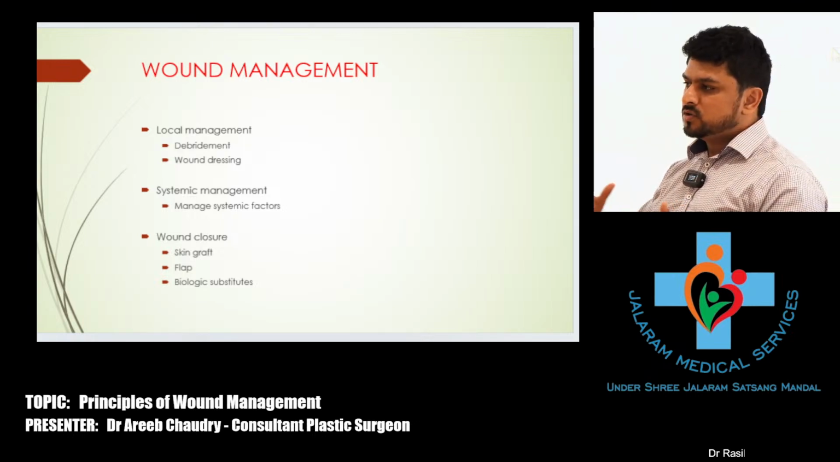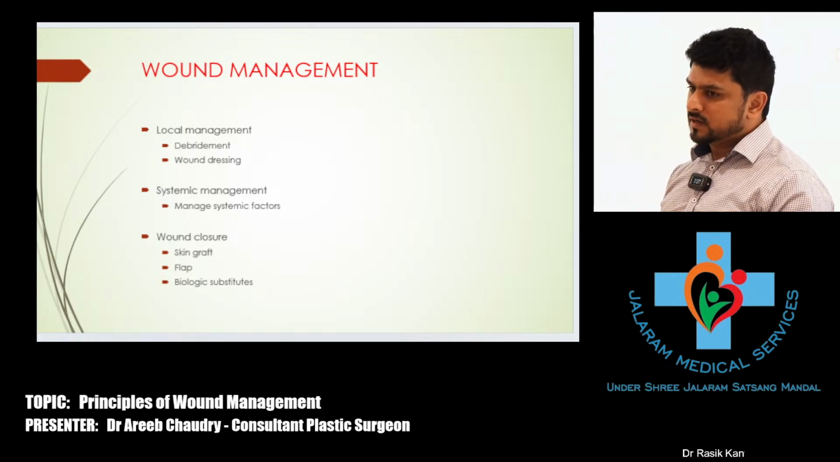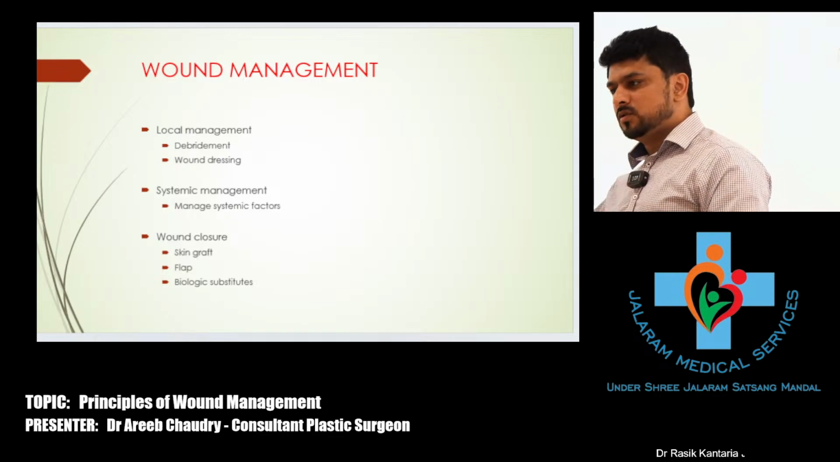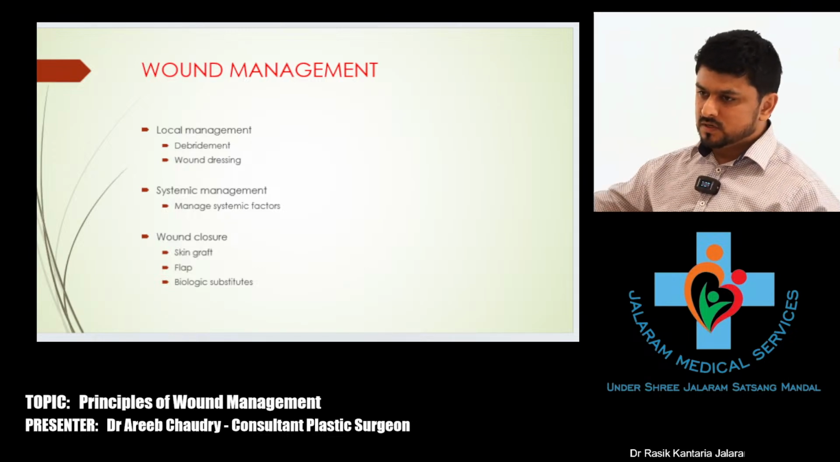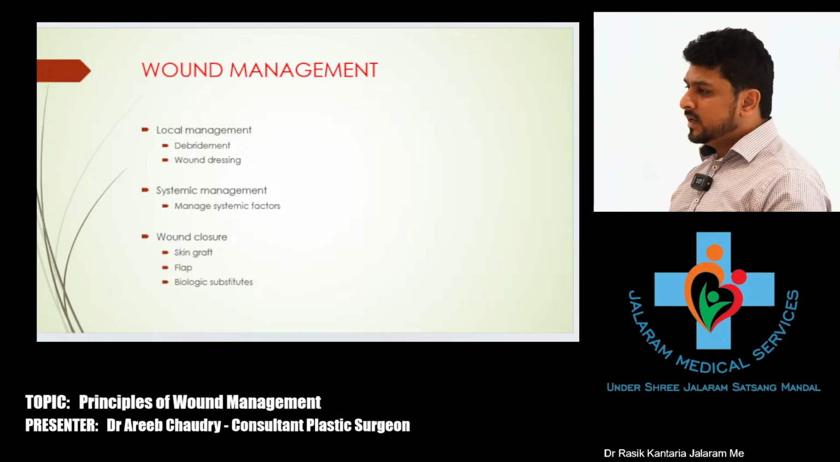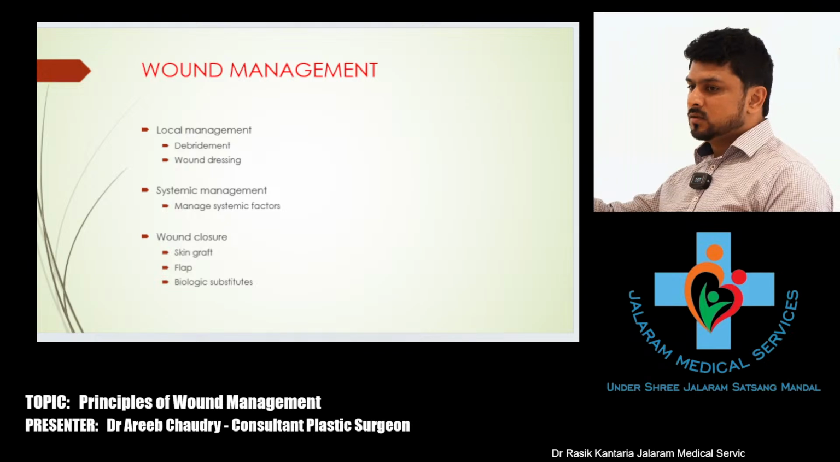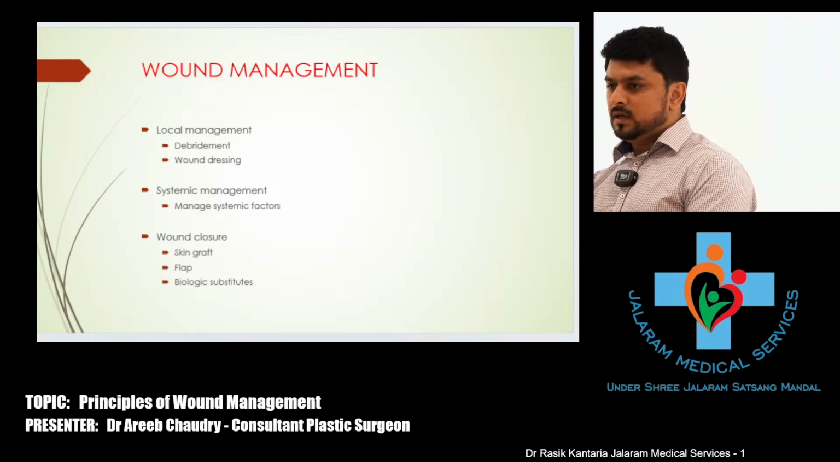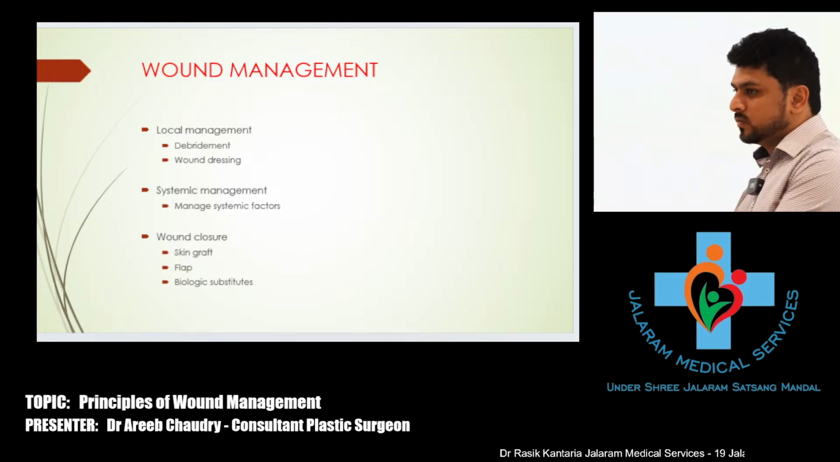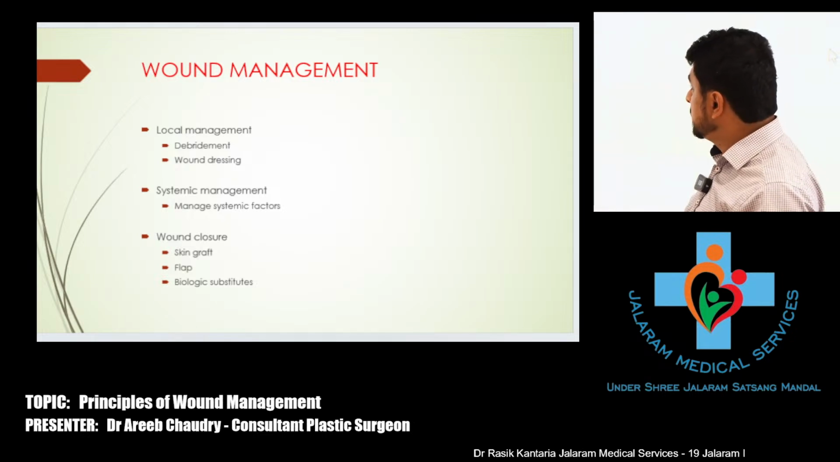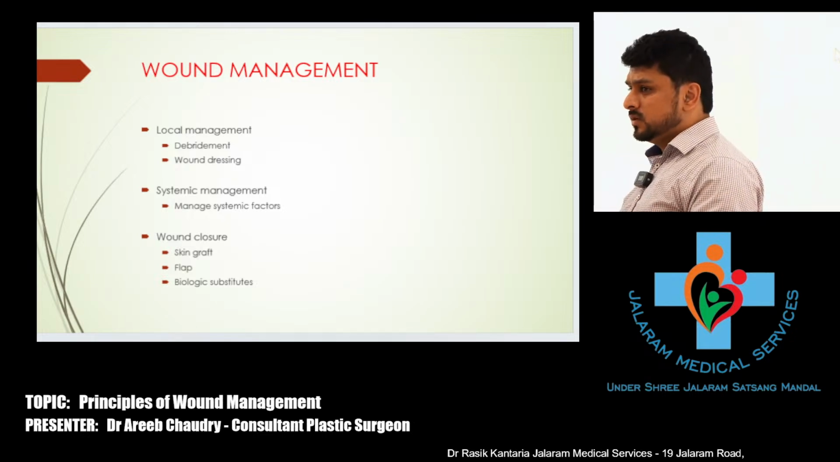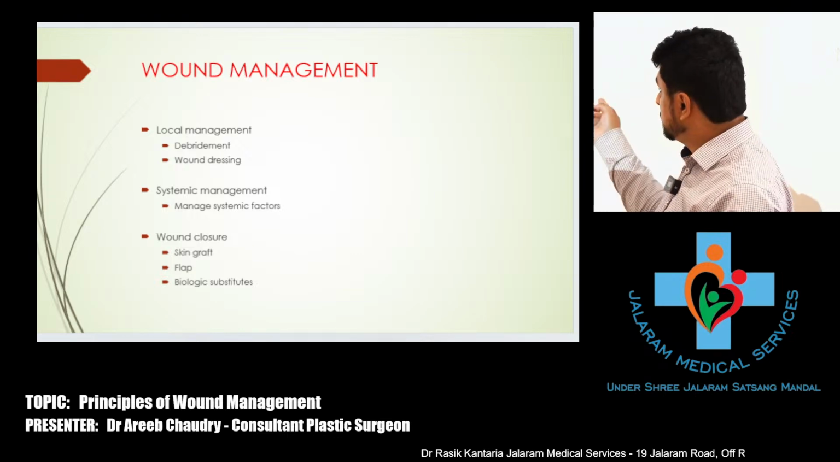So what used to happen before, wounds were just debrided. So somebody comes, you debride the wound, you dress. Again, debride the wound and dress. So there was no end goal. The end goal for a wound is closure. That is the success of wound management. How quickly and how successfully can I close the wound? So you start by your local management. You can either debride the wound or dress the wound. Okay, there are two options.